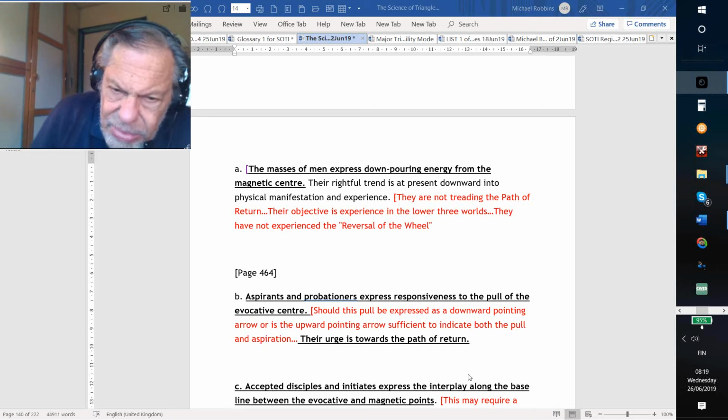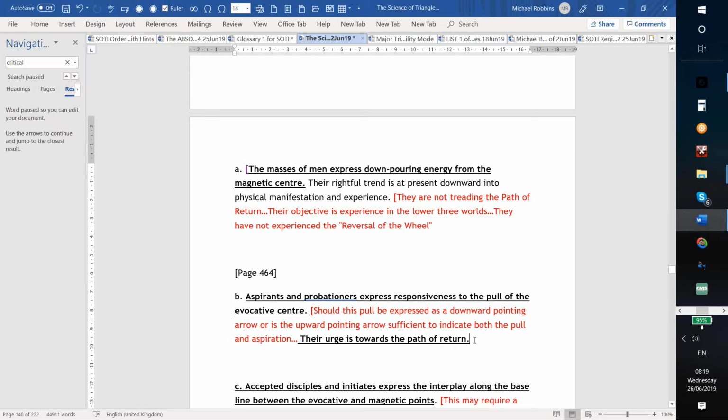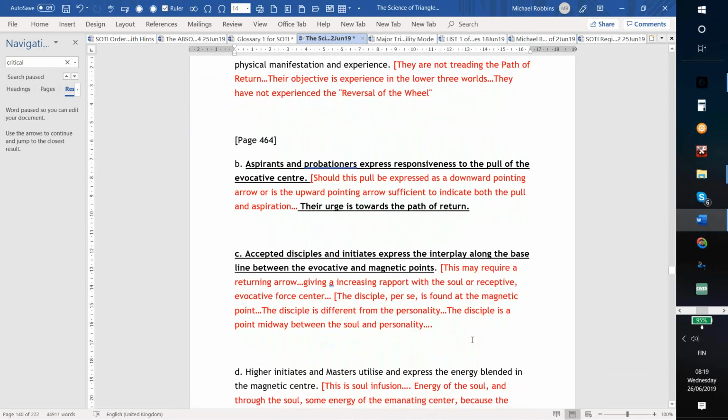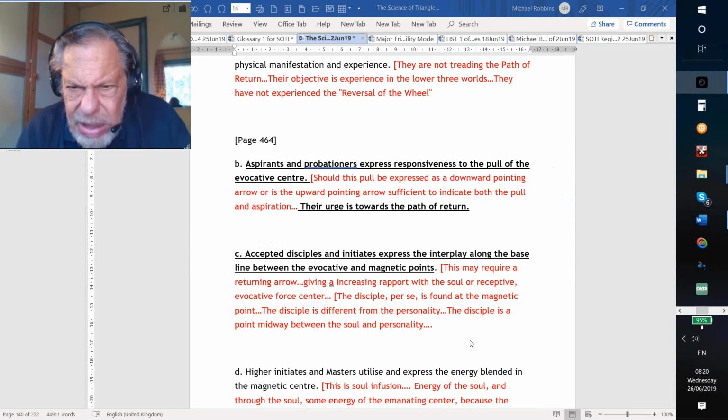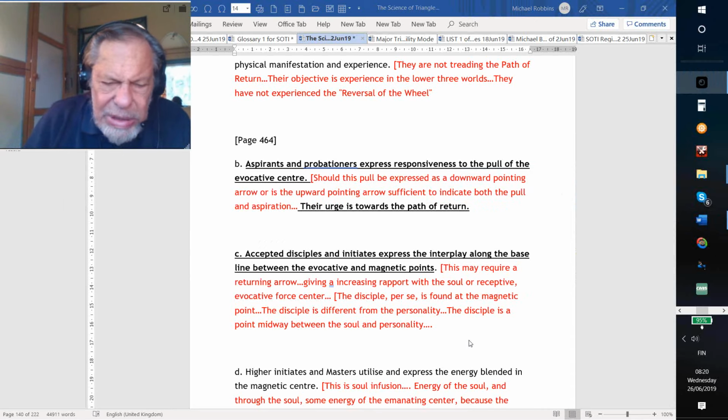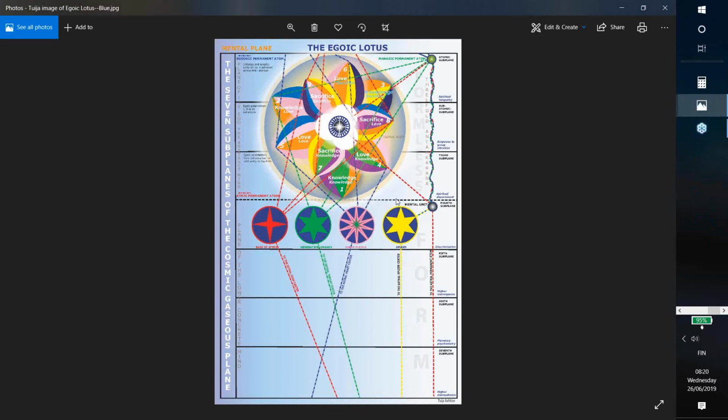What about accepted disciples? We all want to be, I would say, accepted disciples and have a closer connection with the master. That is a reasonable thing. And what does he say here? He says accepted disciples and initiates express the interplay. So that sounds like a two-way street. Express the interplay along the baseline between the evocative center and the magnetic point. Now, what's the very first thing we do when we start to meditate?